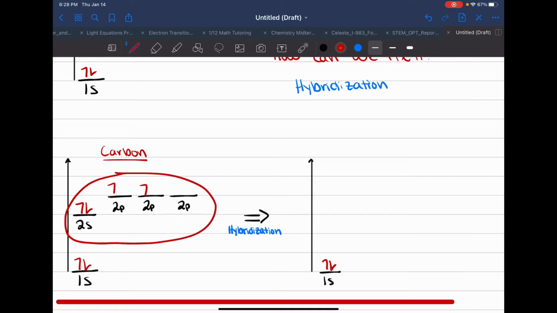Think of them as like we're going to mash them up. So we're going to take all 4 of these orbitals and mix them together. So we're mixing together one s orbital and 3 p orbitals.